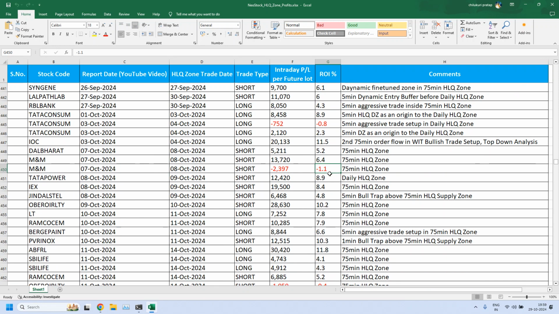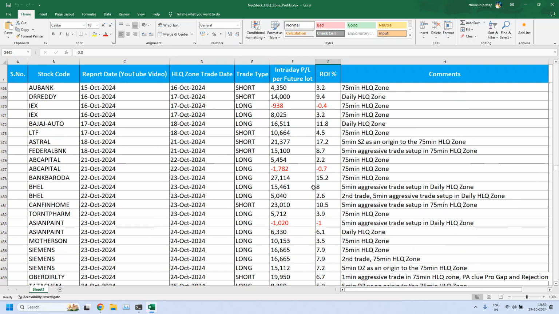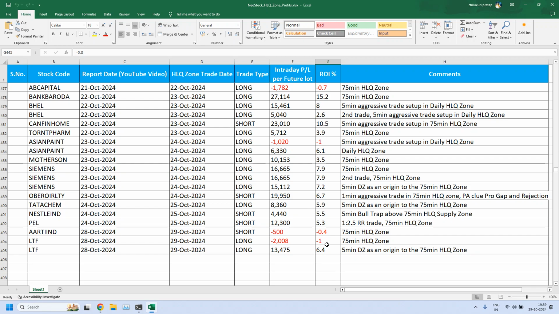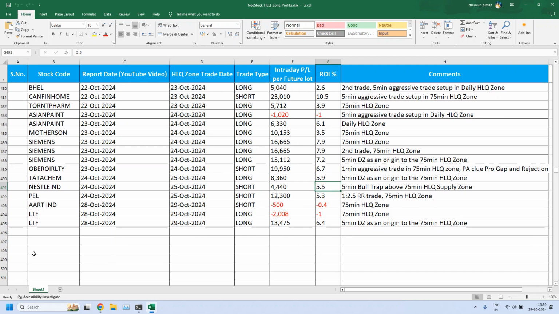And 1.1, this is the highest percentage during this month, 0.8. That's it. When you are getting the losses, you are getting minimal losses. But when you get the profits, you are getting big profits. This is the power of the high liquidity zones you should understand.